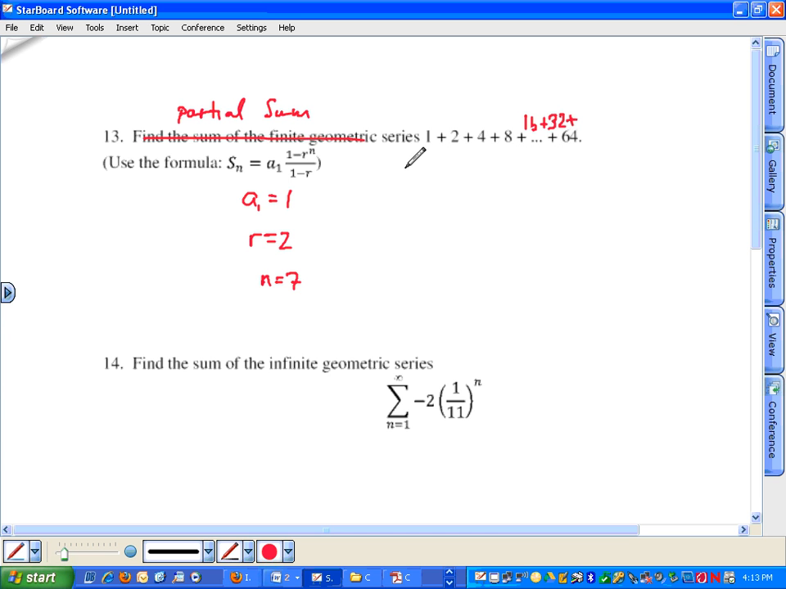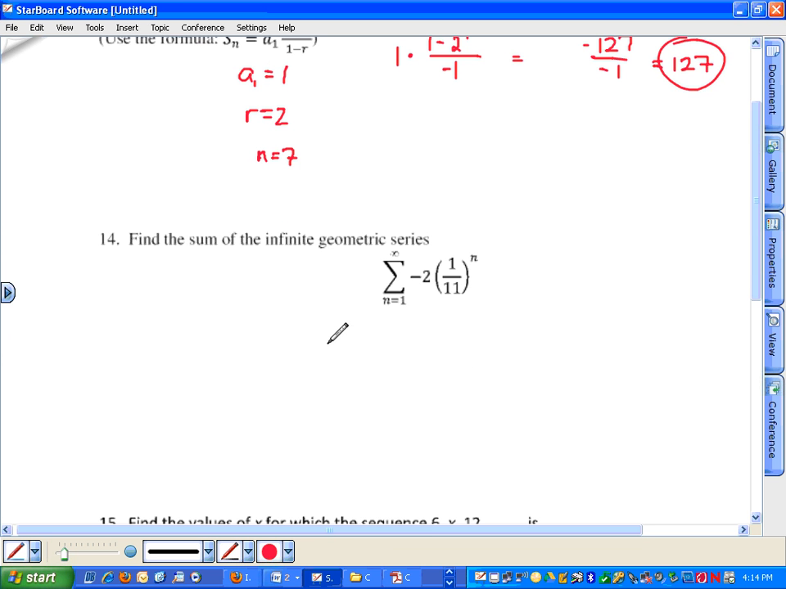So now the formula is going to be a sub 1, which is 1, times 1 minus 2 to the 7 over 1 minus r, which turns out to be negative 1. 2 to the 7th is 128. So this is 1 minus 128, which is negative 127 over negative 1, which is 127.